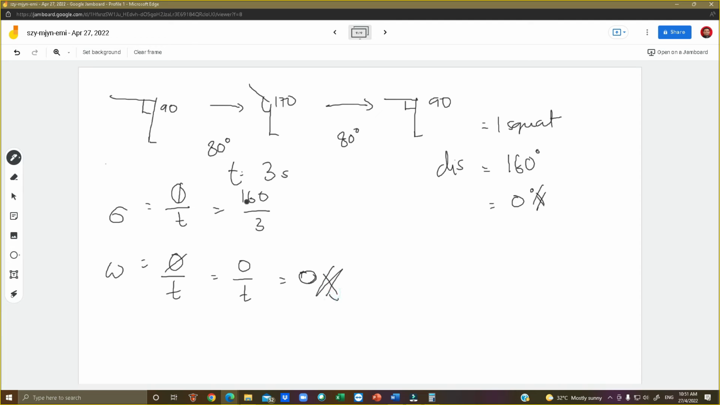Okay, how about this one? 160 over 3. 3 kali 5, 15. 10. 5. 3.3. 3. Tak habis kan? Apa unit dia? Jangan lupa. Degree per second. Ni cara untuk kita kira velocity and omega and also sigma, or angular velocity and angular speed. Okay, this is how we do it lah.